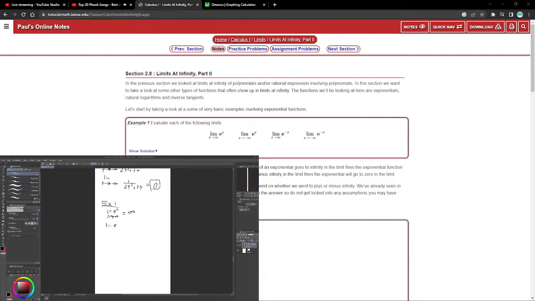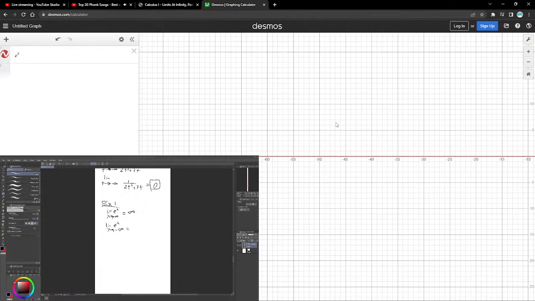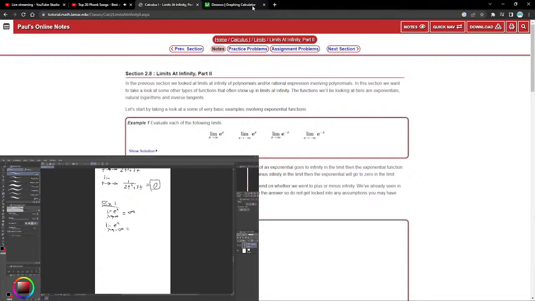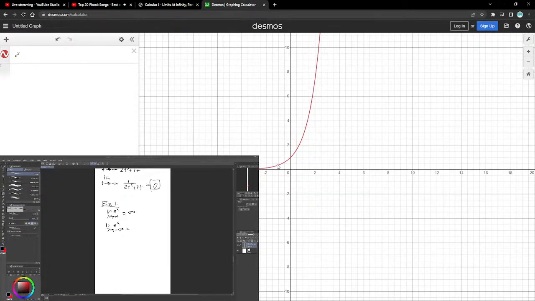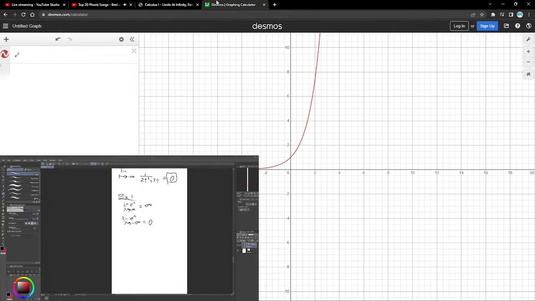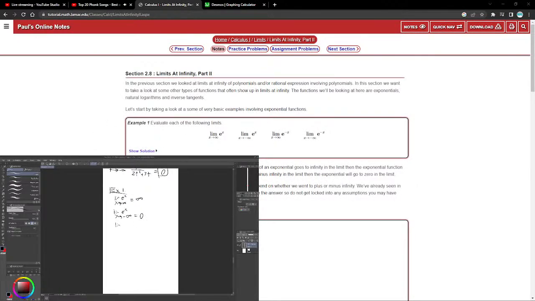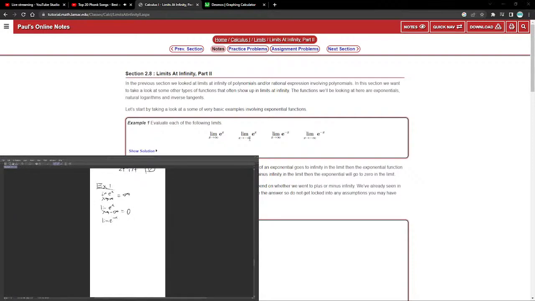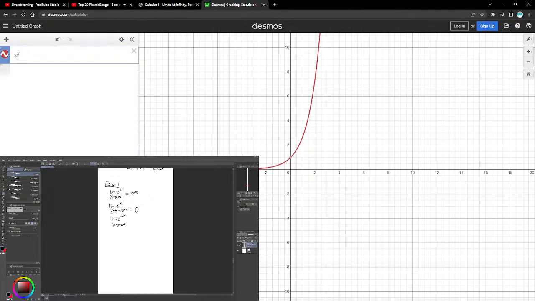The limit of e to the power of x as x approaches negative infinity, we'll see, this is going to approach 0. I don't know if you can mathematically prove how to do this, because e is kind of a weird number. As x approaches infinity, I'm guessing it's going to be flipped.